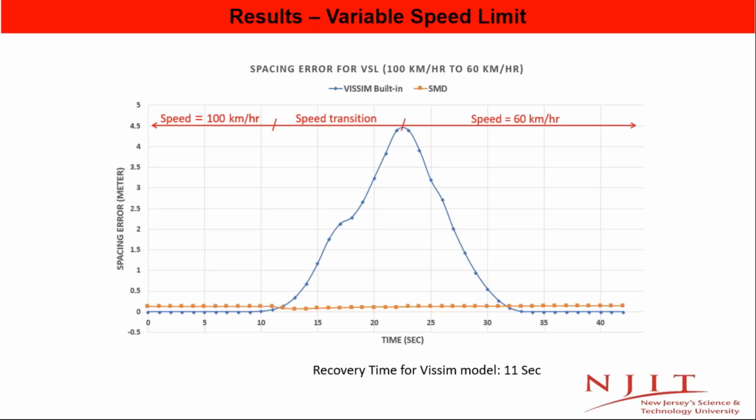In this slide, we can see simulation results for variable speed limit. In the variable speed limit scenario, the speed drops from 100 km per hour to 60 km per hour.